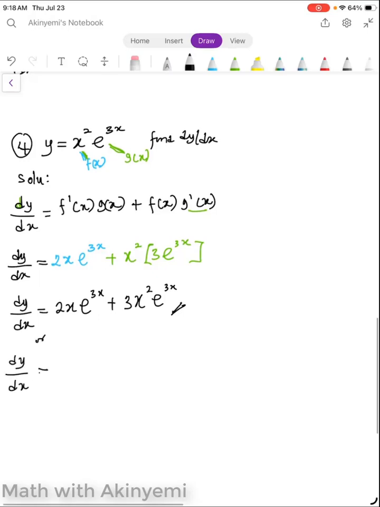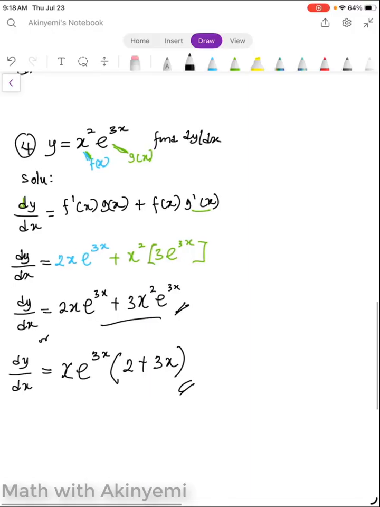So we can leave it like this, or we can take the common factor. We have x e^3x as the common factor in both terms. So we have x e raised to the power 3x into bracket 2 plus 3x, and then so yeah.